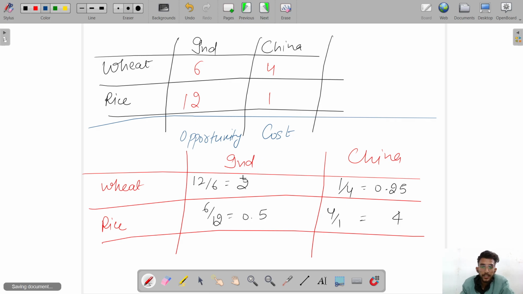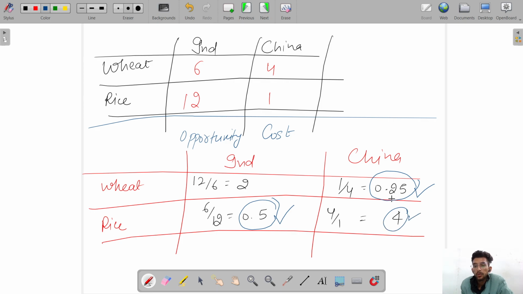Here we can see that India has a lower opportunity cost for rice, so India will produce rice, and China has a lower opportunity cost for wheat, so China will produce wheat, because in the case of China, the opportunity cost for rice is 4, which is far bigger than 0.25. So India has a lower opportunity cost for rice and produces rice, and China has a lower opportunity cost for wheat and produces wheat.